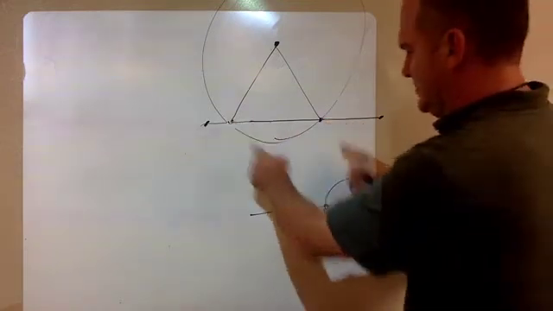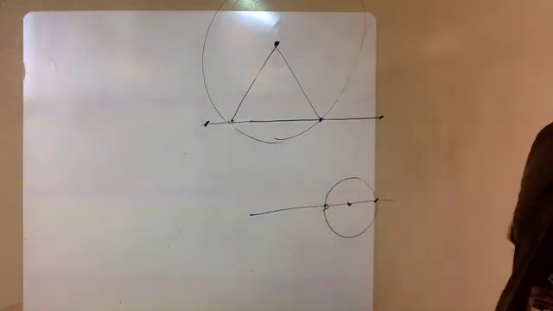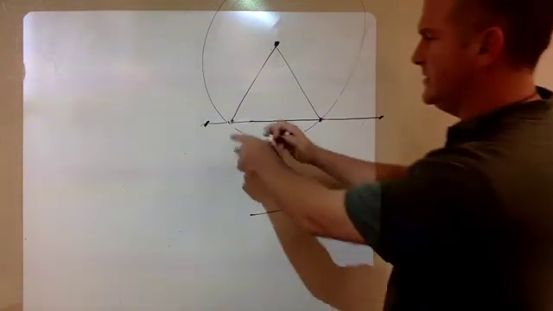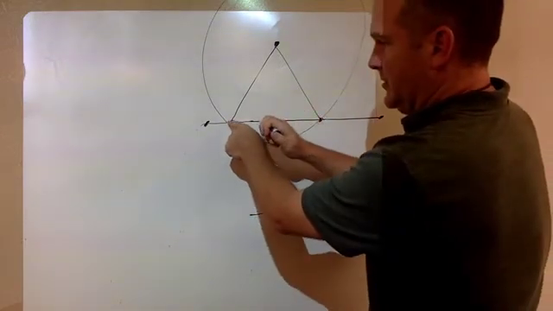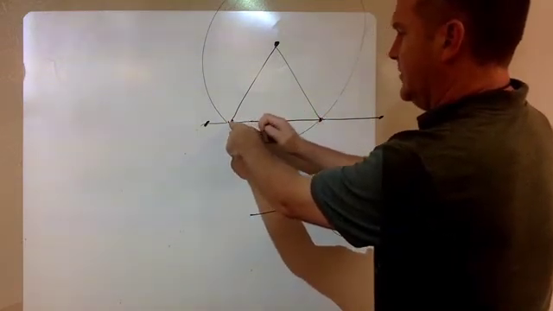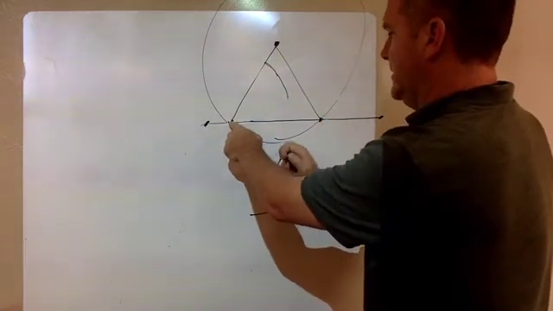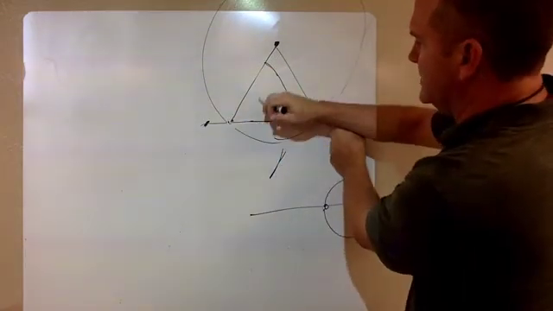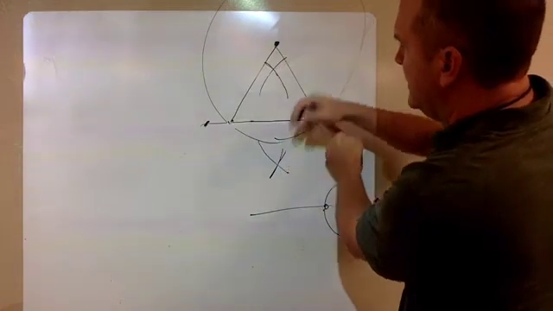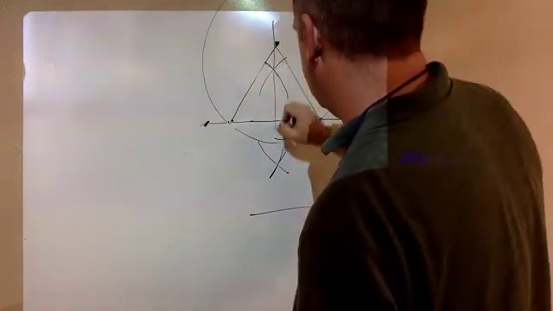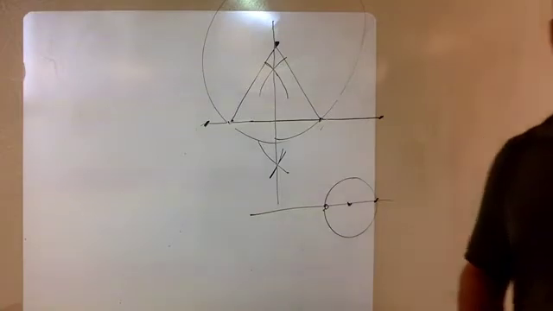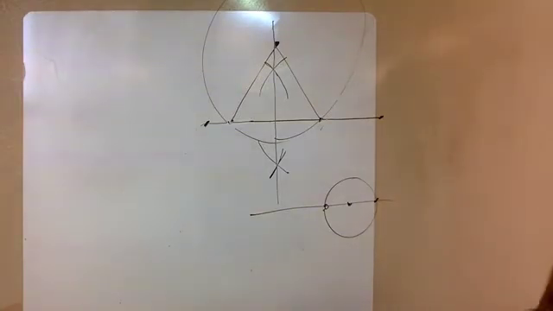Once you have those 2 points, then you follow the 5 steps of the perpendicular bisector. You take your compass, you put it on that point, you go more than halfway to the other point, you draw an arc up here, arc down there, then you flip it around, same size, wherever they cross, that's your perpendicular.